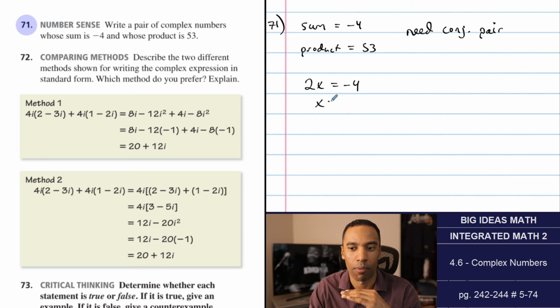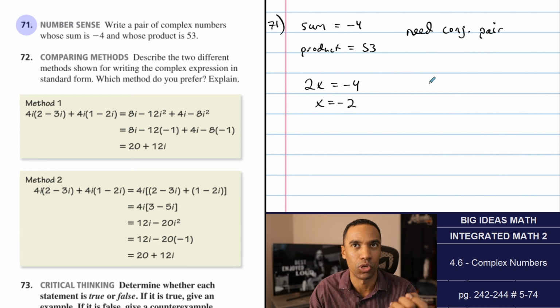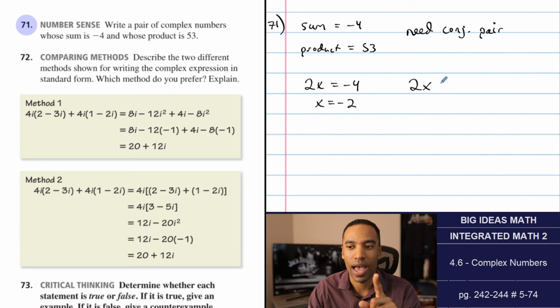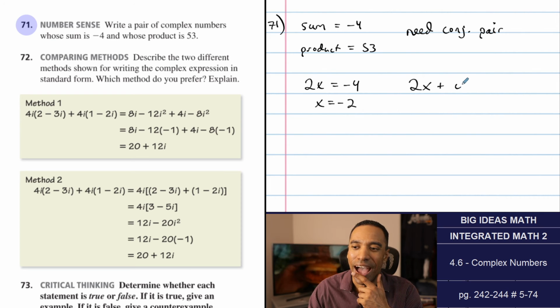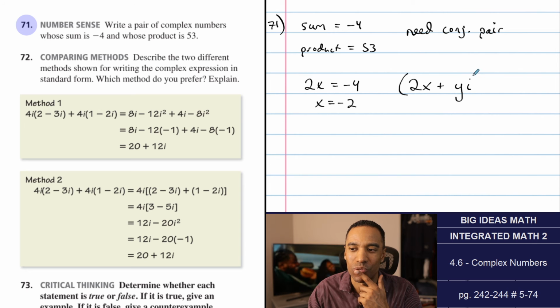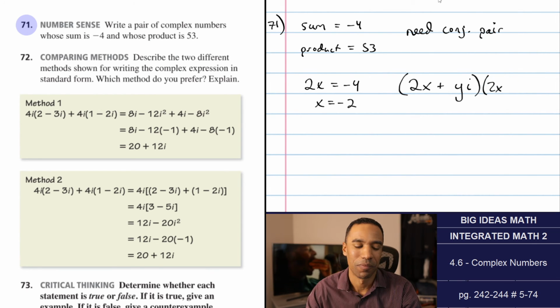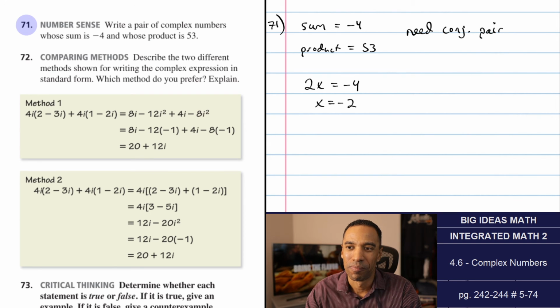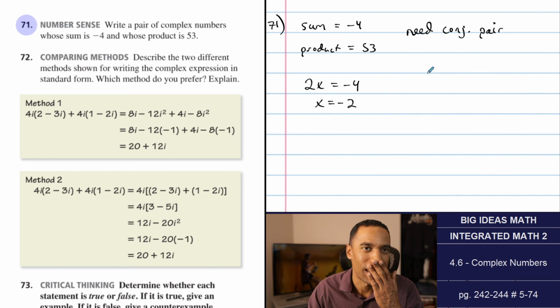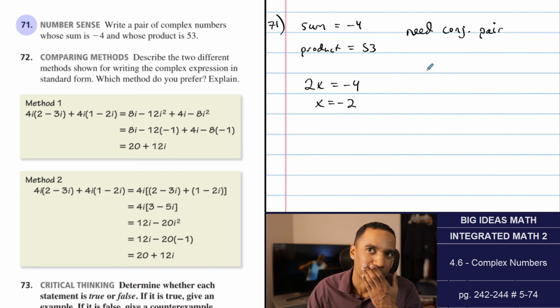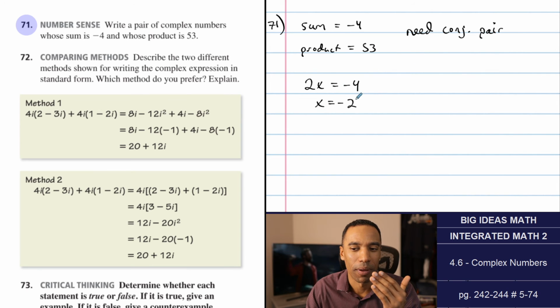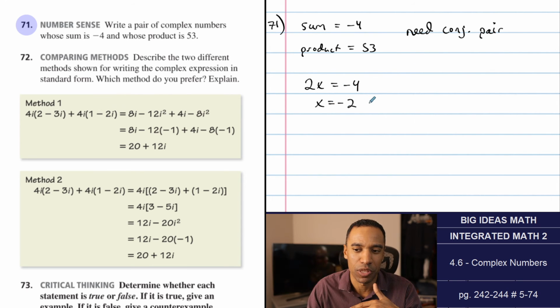Doubling x is negative 4, my x needs to be negative 2 when it comes to, oh, how should I write this? 2x plus yi and 2x minus yi, kind of like that. No, let's see. How do I want to say it? Anyway, I need some sort of 2x plus yi kind of thing. I know what I want to do, but basically negative 2 needs to be the real part.